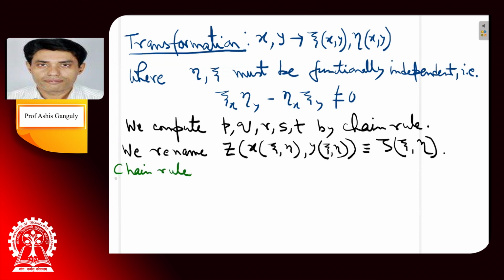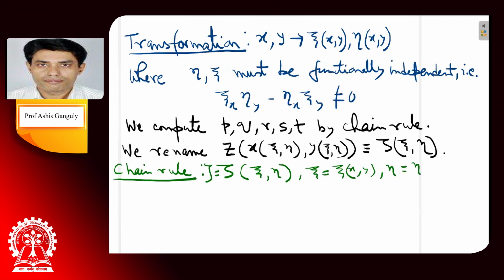That you know from the theory of several variables. Here, zeta is a function of xi, eta, where xi is a function of x, y, and eta is a function of x, y, so zeta is a function of x, y. So we can differentiate zeta partially with respect to x, which is actually p, right?